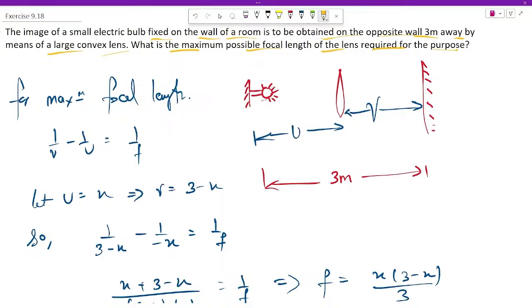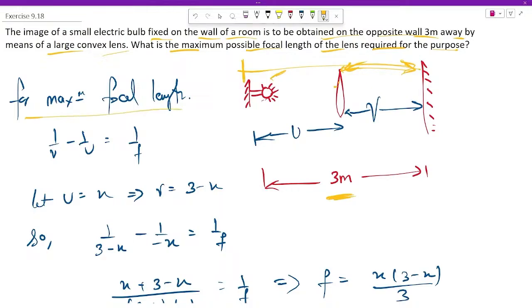Now, in this diagram, we see there is a electric bulb on a wall and there is a convex lens which will be used to cast an image of this bulb on that screen or the wall. And the distance between this wall that is carrying the bulb and the screen is 3 meters. Now this distance is fixed. We have to find out what would be the maximum focal length for which we can cast the image on that screen. So here we will use the lens equation.